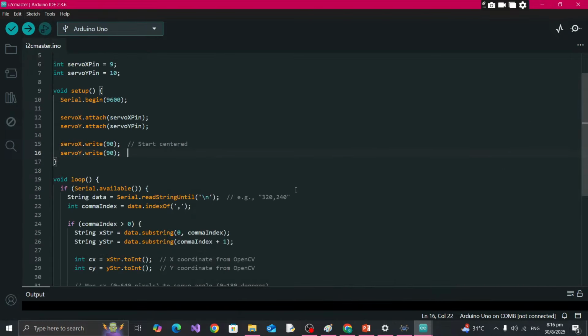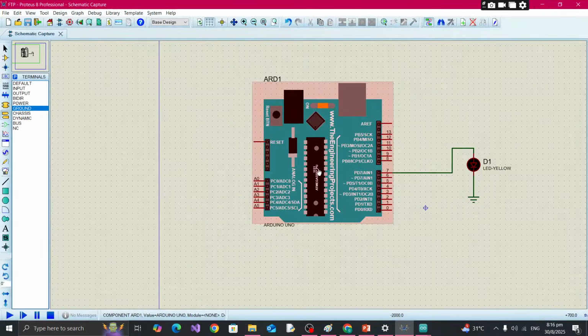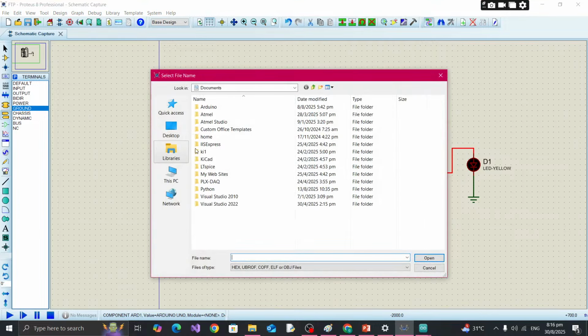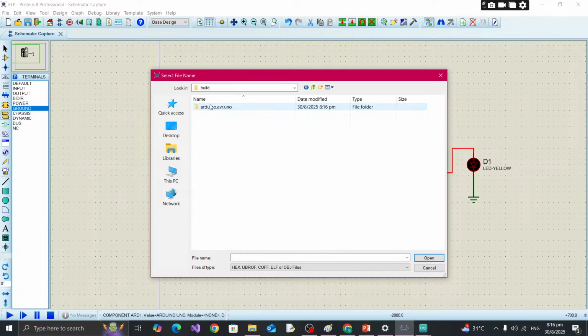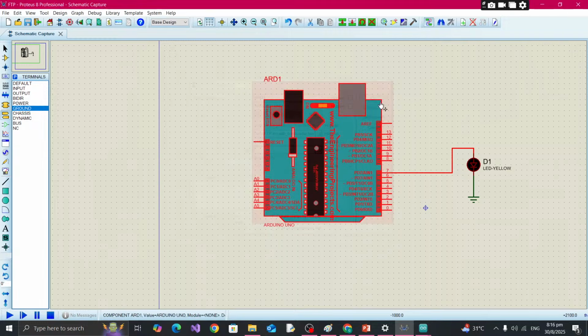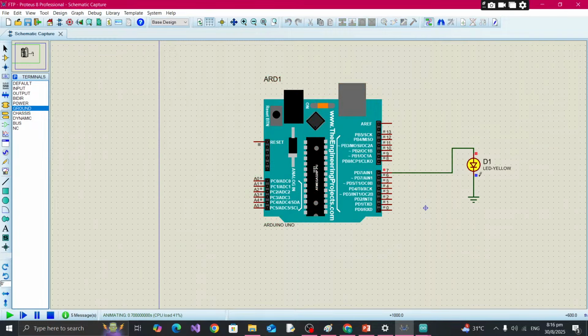Okay, now I'm going to my Proteus, and I'll double click this microcontroller and check for my code file. So here it is. This hex file I'm uploading. Now I'm playing this one. You can see this LED is glowing every 1 second. We have given the instruction to this Atmega 328P, and this fellow is executing that instruction.